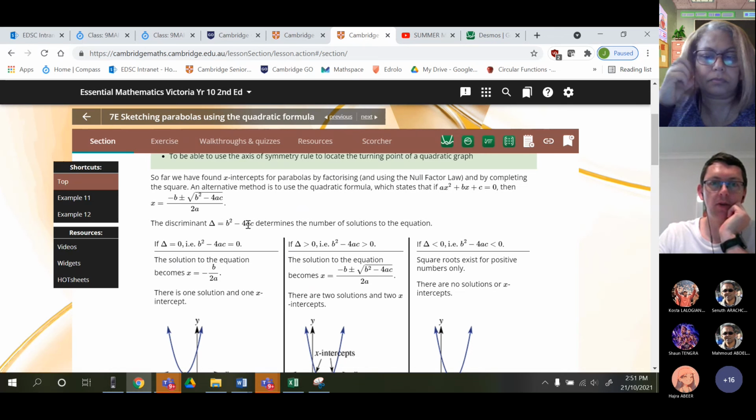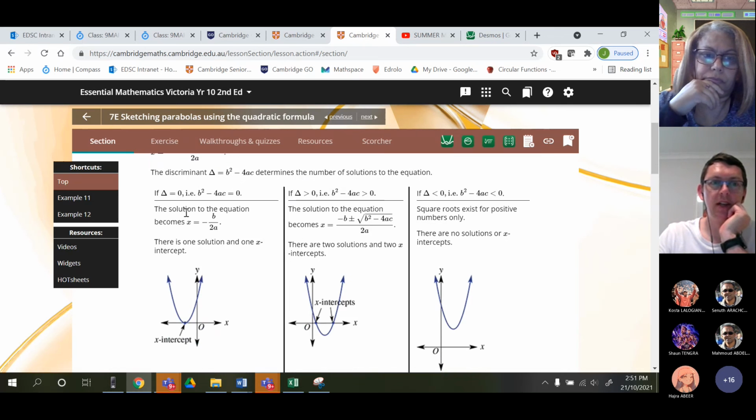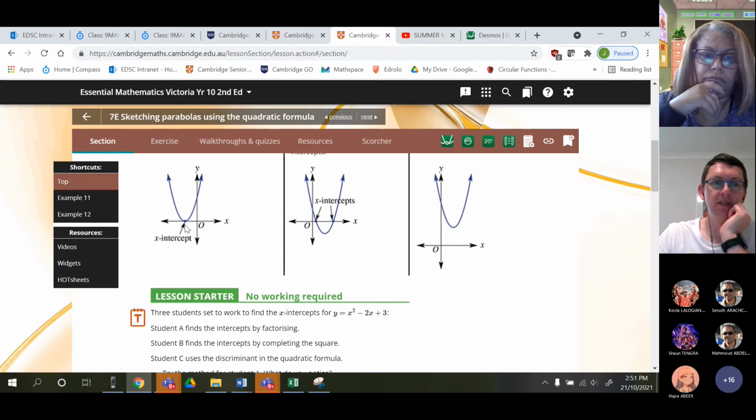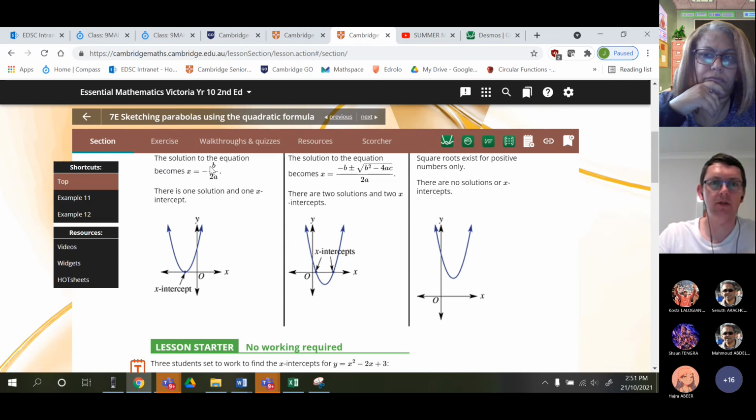The discriminant is what we've talked about. It determines the number of solutions. If the discriminant equals 0, and notice it's a bit bolder on the sides, therefore it will just have one x-intercept, because the solutions become just minus b on 2a. That's what the solution is.